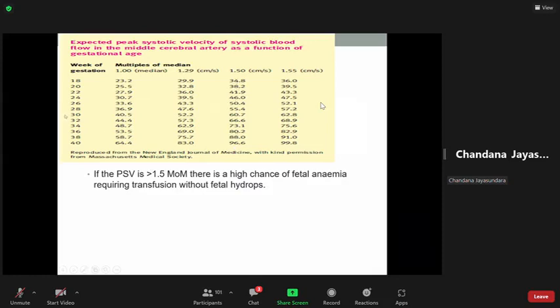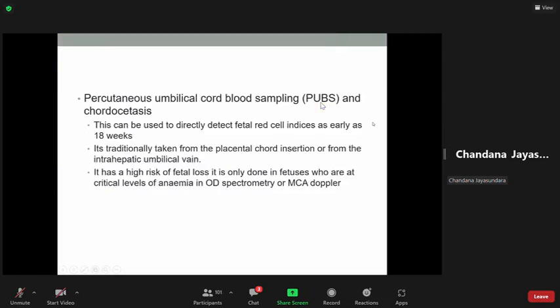This is the value at each week. This is the week, my cursor is showing the week now. For each week, the 1.5 is here. Anything above this, we are in trouble. Anything below this, we are okay, right? That's what you have to understand.